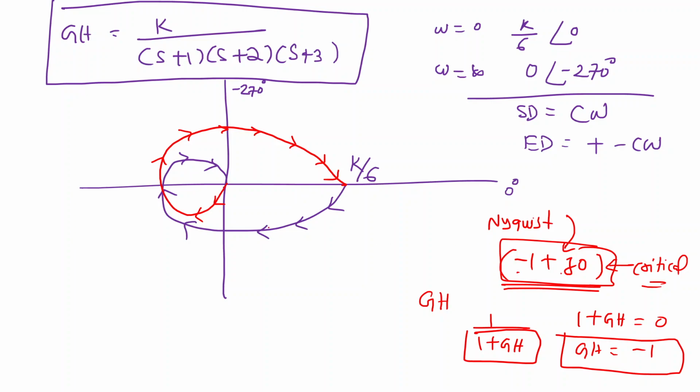Now remember this minus 1 point: we don't know where it lies. It can be here, it can be somewhere here. Either it is inside the loop or it can be outside the loop. We don't know, and that we need to find out. So to find that, you need to find this intersection point and its value.